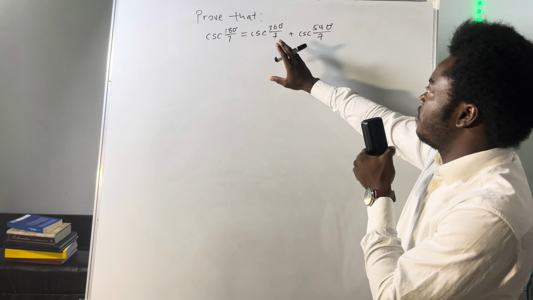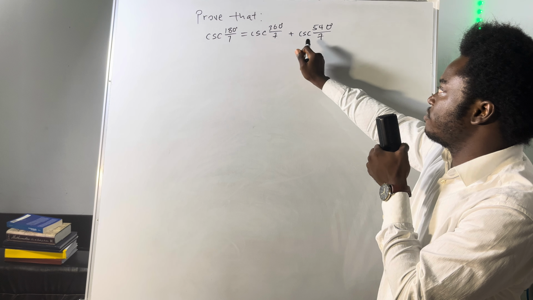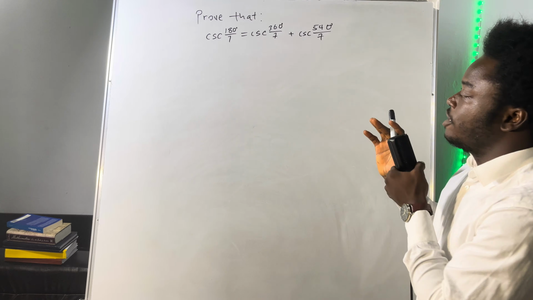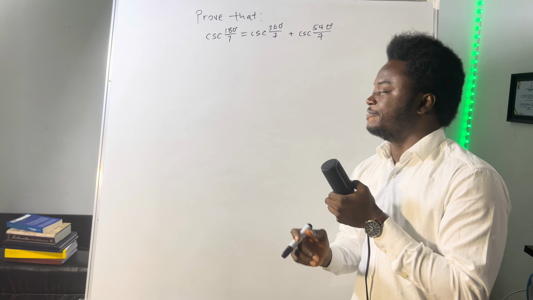It says we should prove that cosecant of 180 degrees over 7 equals cosecant of 360 degrees over 7 plus cosecant of 540 degrees over 7. And you're not going to use a calculator, obviously. You're going to try to do it analytically.